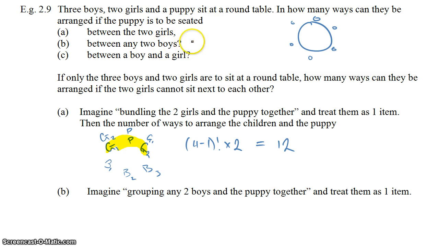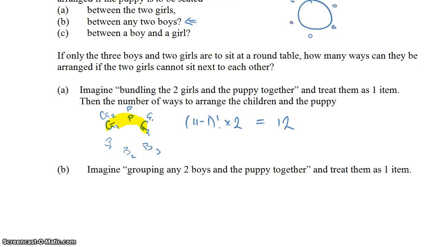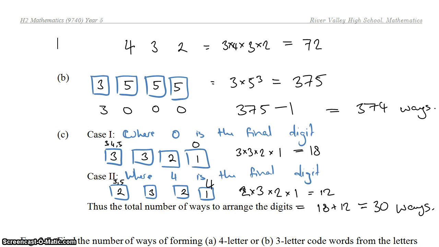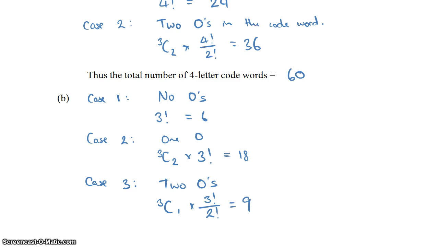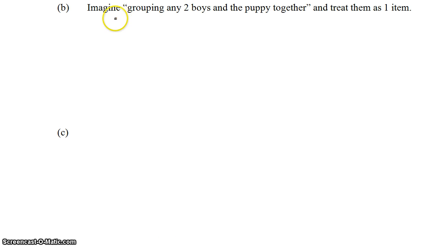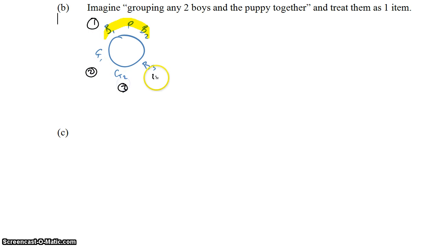So let's take a look at the second one, if the puppy is to be seated between any 2 boys. Well, we can do the same trick, kind of. Hold on, sorry about that. So we're going to do the same trick. If I had the puppy between any 2 boys, right? And the order down the bottom here doesn't matter, but I've got one super element, and then 3 other elements to arrange.